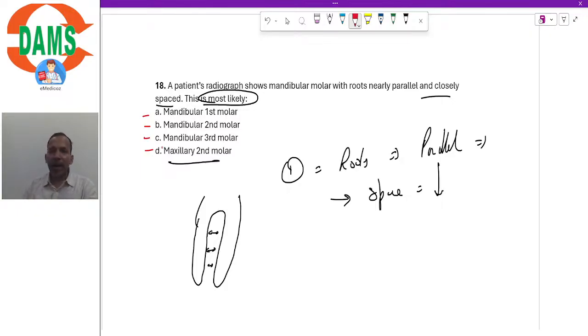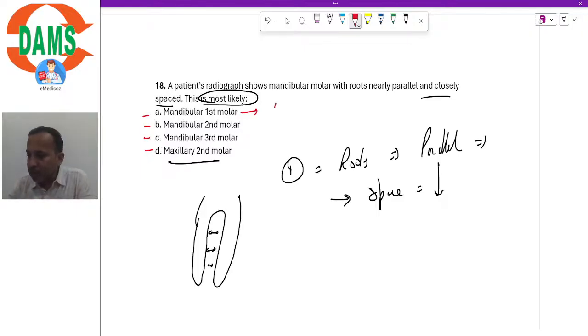Had the question been the roots appear divergent, then we could have gone with option A, that is mandibular first molar, because there the roots are divergent. And had the question been the roots are convergent instead of being parallel, or they appear fused, then we could have gone with mandibular third molar. Option A cannot be the answer. The roots are not parallel, they are divergent, isn't it?